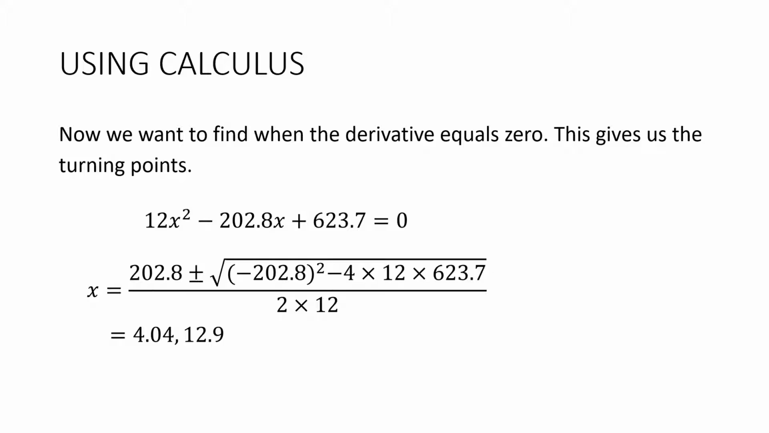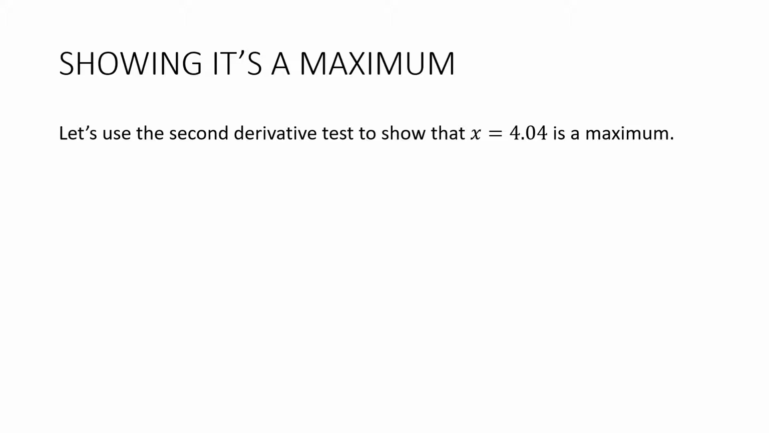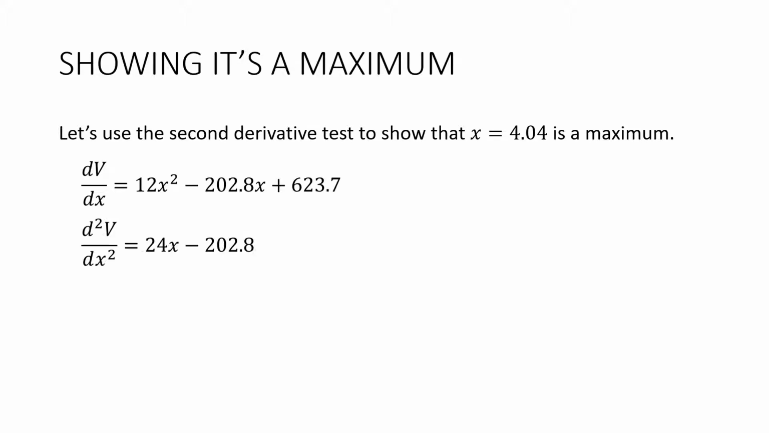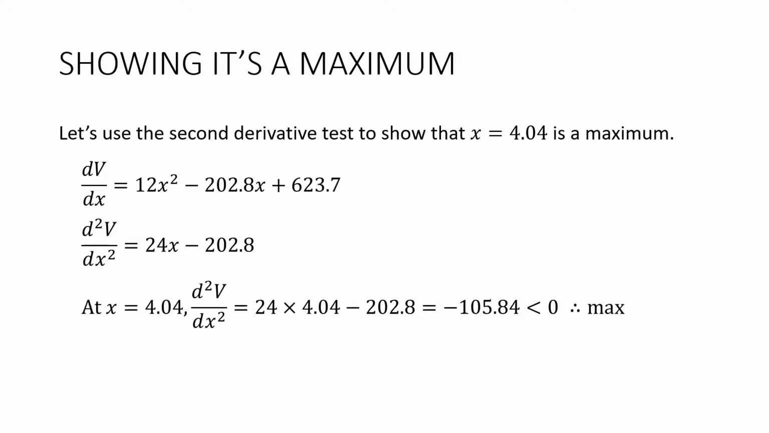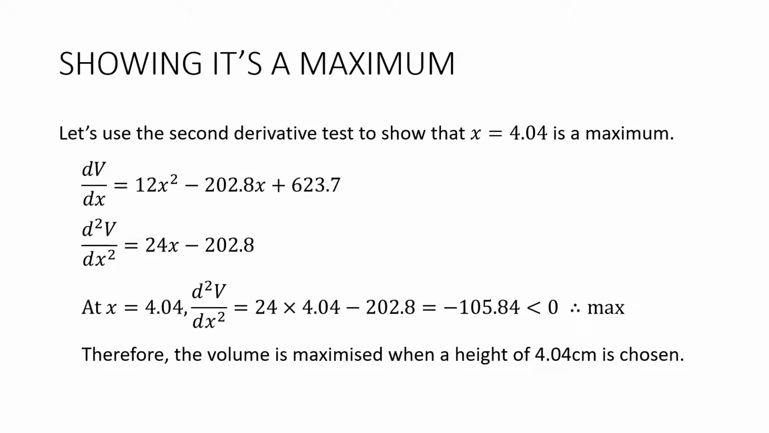Now we have to justify with calculus that this is a maximum. So the second derivative is 24x minus 202.8. Substitute in x equals 4.04. At x equals 4.04, our second derivative is 24 times 4.04 minus 202.8, which is negative 105.84, which is less than 0, therefore concave down, therefore a maximum. So the volume is maximised when a height of 4.04 centimetres is chosen.